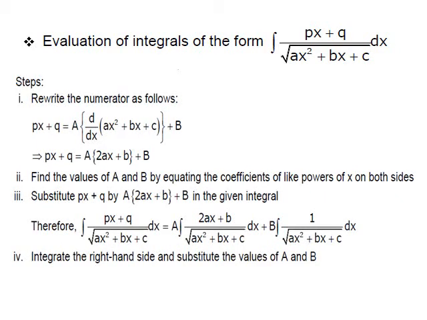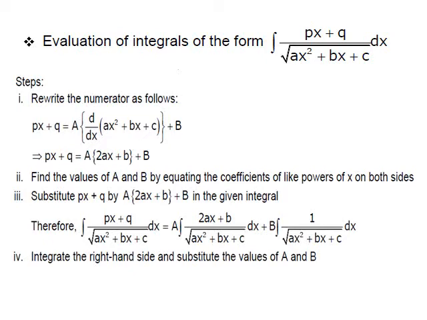To find integral of type linear upon square root of quadratic, that is px plus q upon square root of ax square plus bx plus c, we follow the same procedure as discussed in the type linear upon quadratic. Only the formula to integrate the function will be changed due to square root.